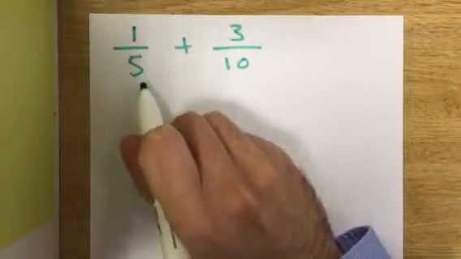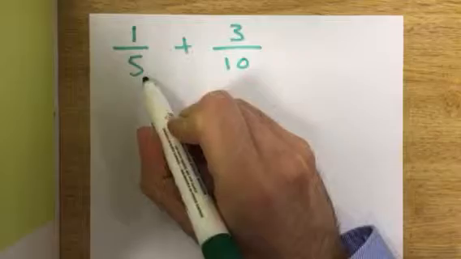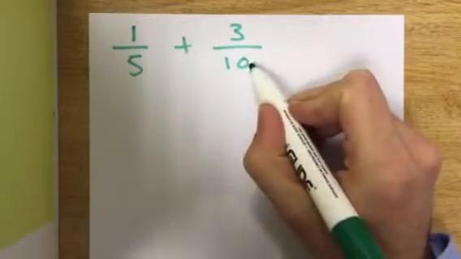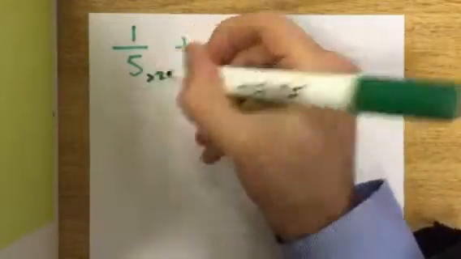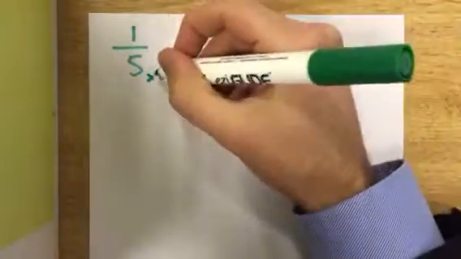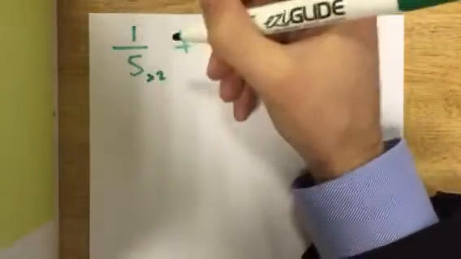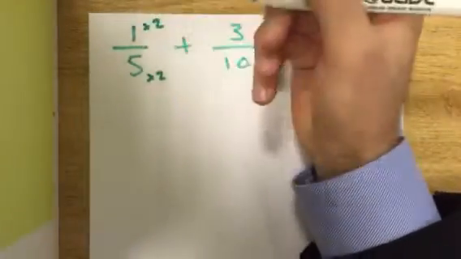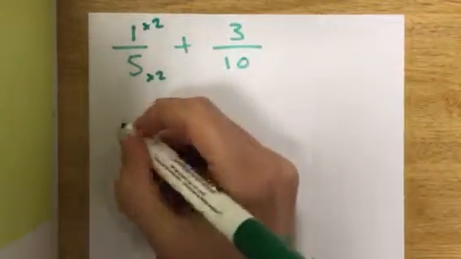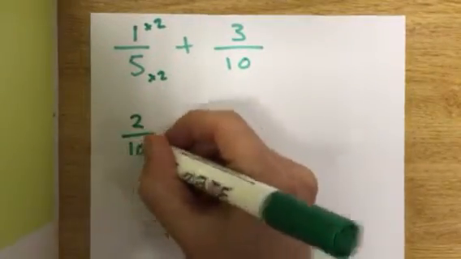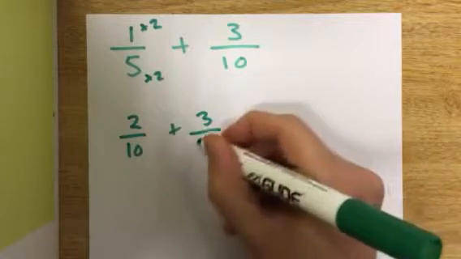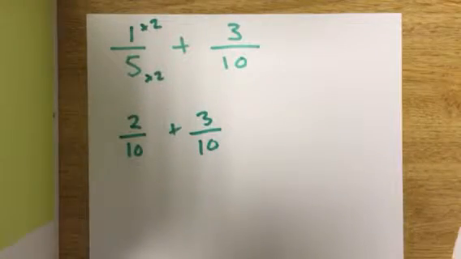So, question to yourself, what do I have to do to make 5 equal to 10? When I multiply it by 2. So if I do that to the denominator, I have to do the same to the numerator. And so 1/5 is the same as 2/10. So the question becomes 2/10 and 3/10.